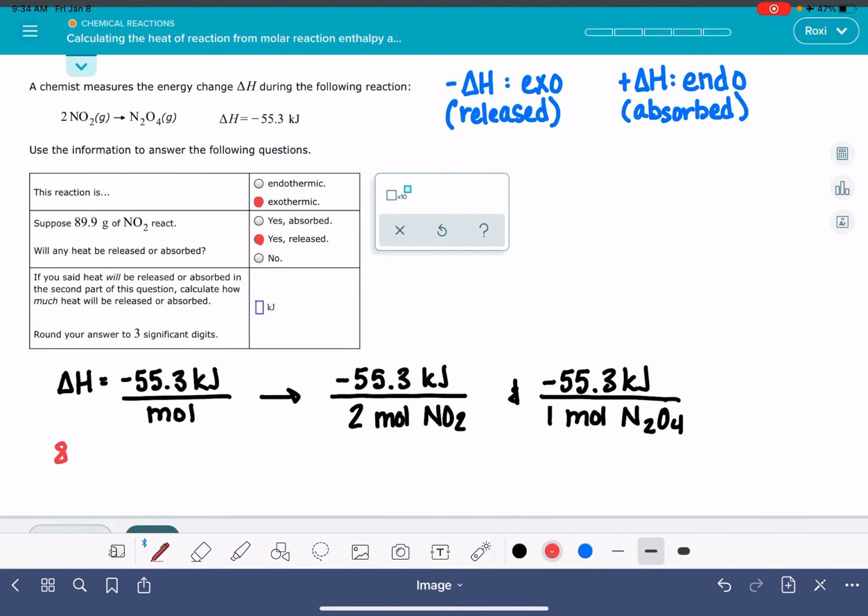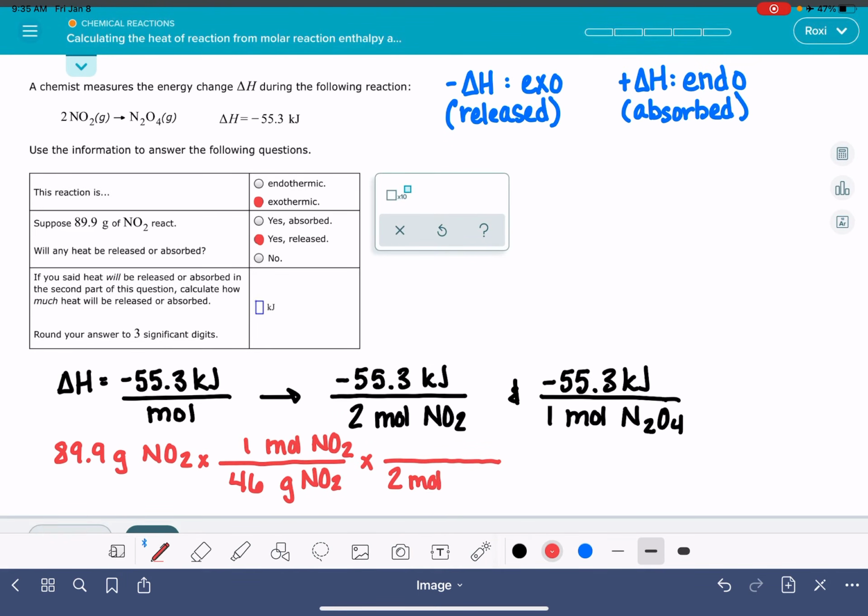So we'll start by writing the 89.9 grams of NO2. That's the information that has been provided to us. We will convert that into moles of NO2 using the molecular weight of NO2, which is 46 grams per mole. And then we're going to use our kilojoules per mole conversion factor, 2 moles of NO2, negative 55.3 kilojoules.